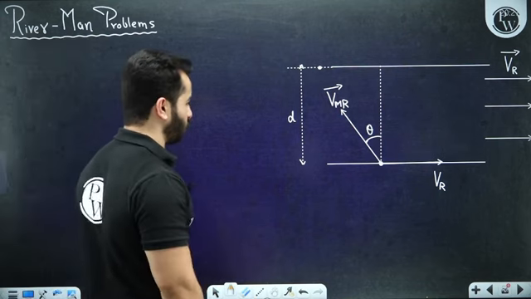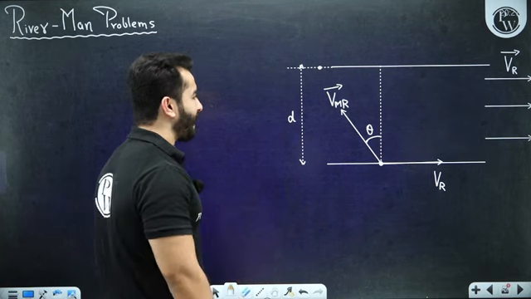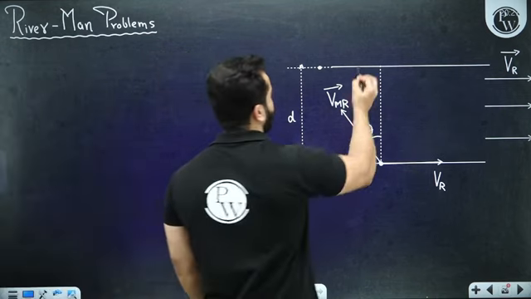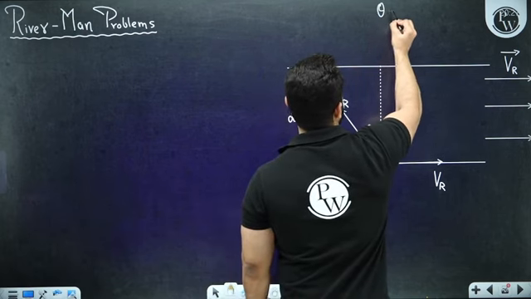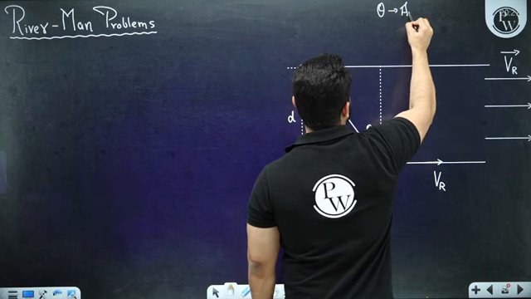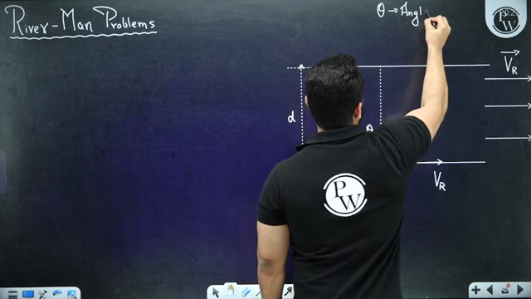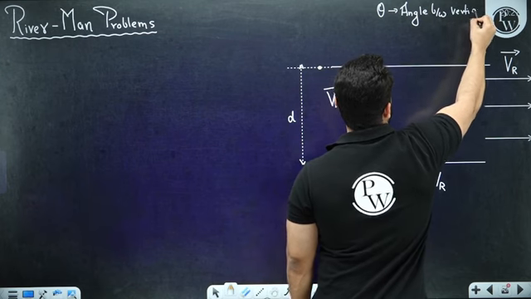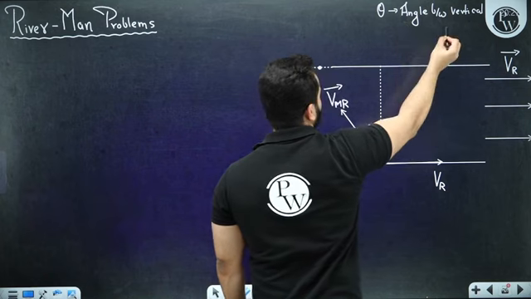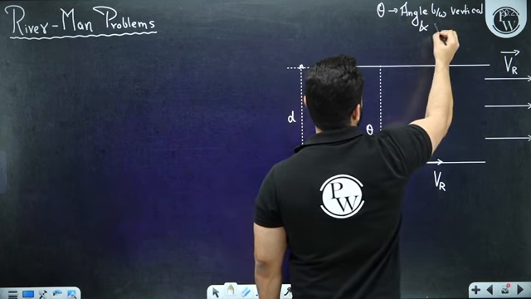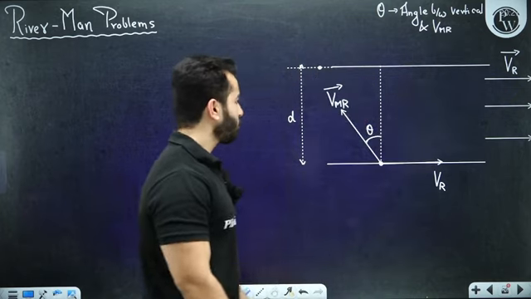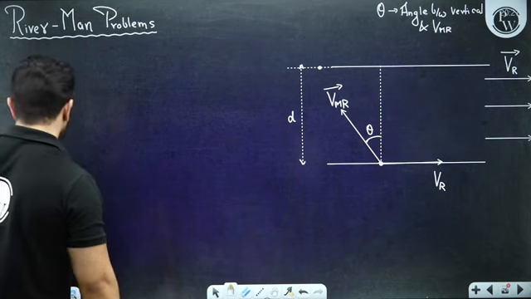Now, how are we going to do it? First of all, what is the angle theta? Right now the angle theta is the angle between the vertical, and when I say vertical, I mean a vertical line parallel to the y-axis, and VMR. That's it. Right?